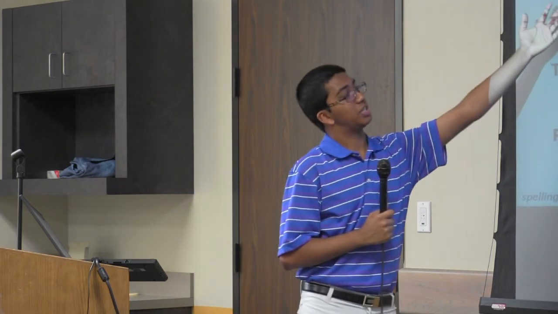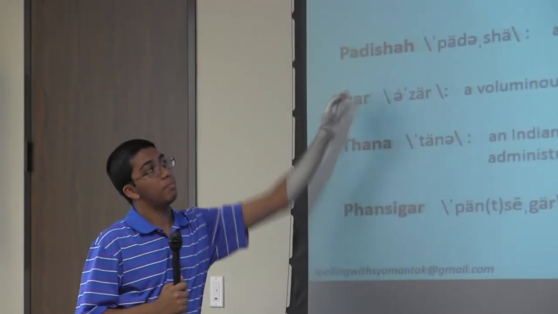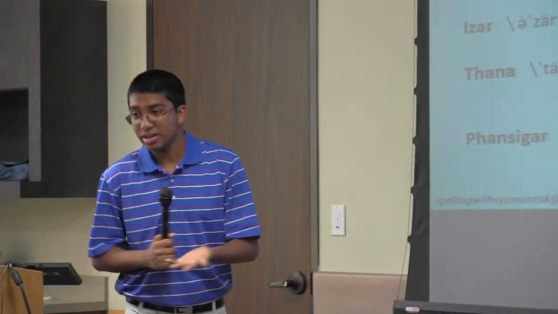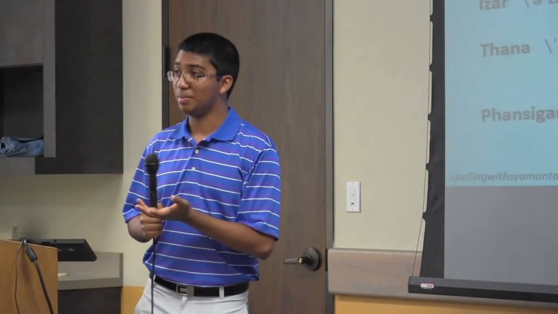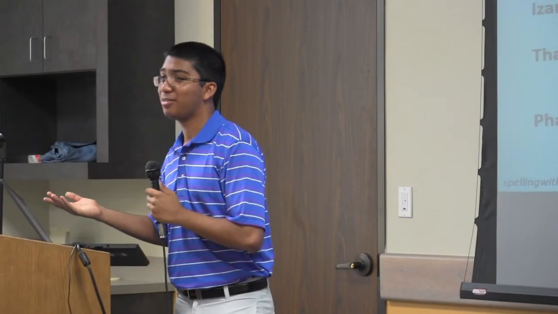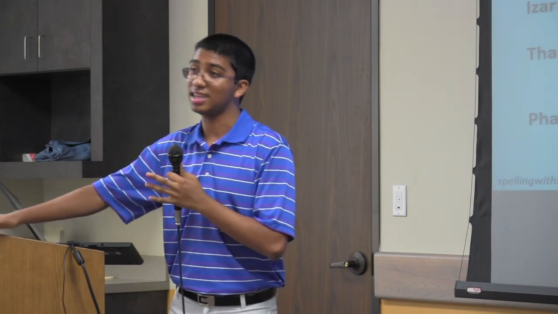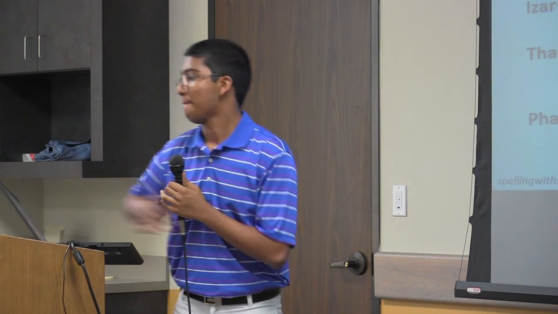But over here, words like this, right? The only tricky part about this one, padishah, is an H at the end. The rest of it is phonetic. You have a P, that's a P, an A for an A, right? A DI for a D, and then shah, S-H-A, and then there's an H.